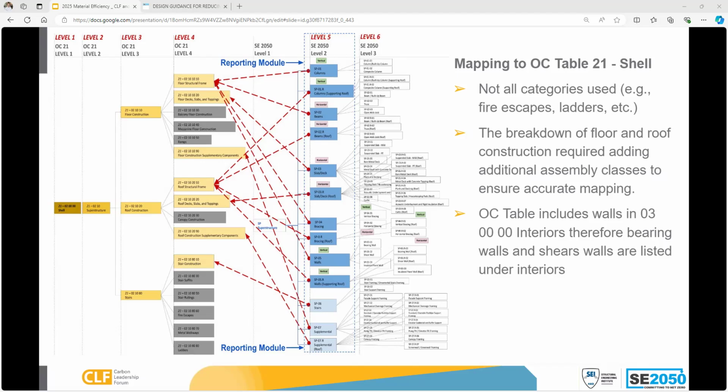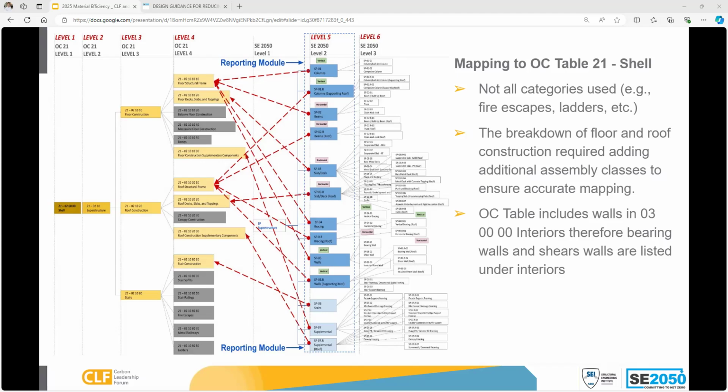We literally took as many buildings and building types as we could think of, broke them down to their component parts, and then tried to map those to the OmniClass tables. It's a very arduous, labor-intensive process, and there are several things that we learned. We're not using all categories. We're not mapping to fire escapes or ladders.